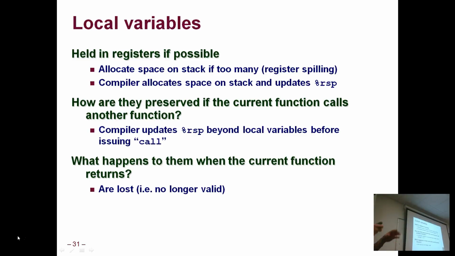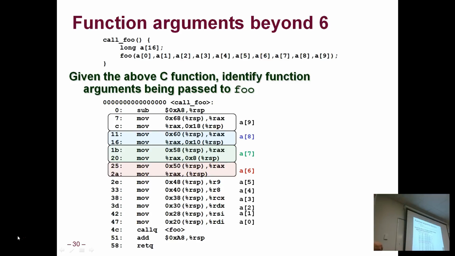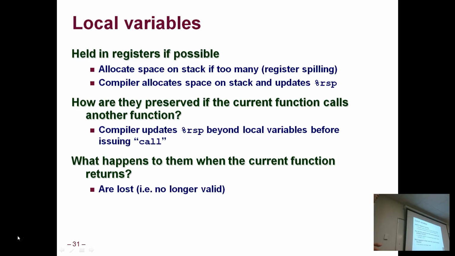So local variables, we just saw 2 different ways of handling local variables. In the swap case, they were all kept in registers, but in this case, they had to be allocated on the stack because you had way too many long integers to store in registers. If the compiler needs to allocate space on the stack for the local variables, we call this register spilling, where you don't have enough space in the registers to handle the local variables. The compiler allocates that space, updates RSP, and then allows your code to use those memory locations to store the temporary variables.